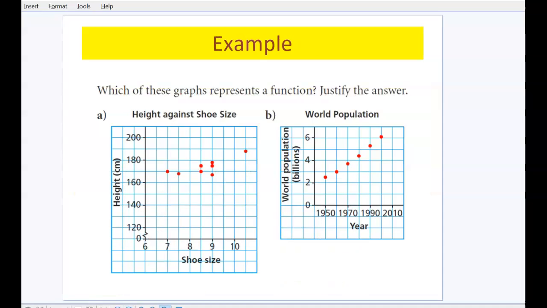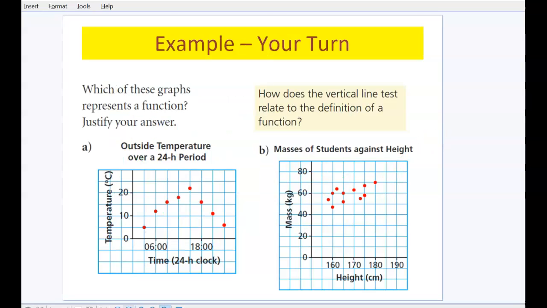So if we take a look at these first two, again, this one's quite obvious. If I was to draw a vertical line right there, it would go through many points. So this is not a function. And no matter where I draw a vertical line on this graph, it would only touch one point. So this one is a function. Okay, I encourage you to pause the video and try these two.